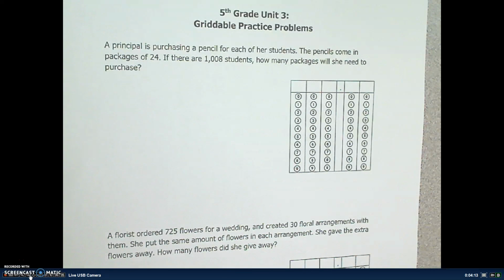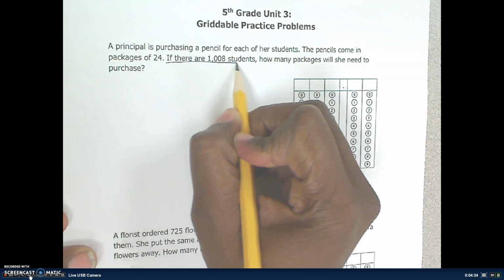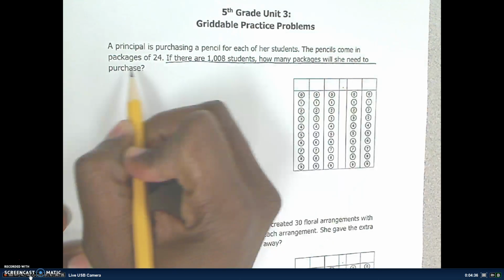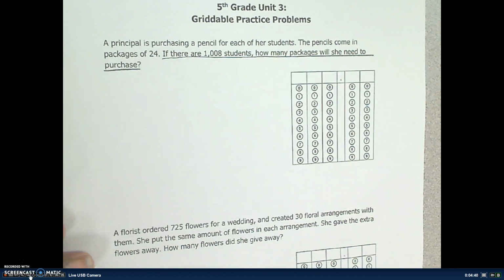Okay. So number one, we're just going to go ahead and read the problem. A principal is purchasing a pencil for each of her students. The pencil comes in packages of 24. If there are 1,008 students, how many packages will she need to purchase? Well, okay. I know my step one is just to take this sentence and rewrite it as if I already know the question.